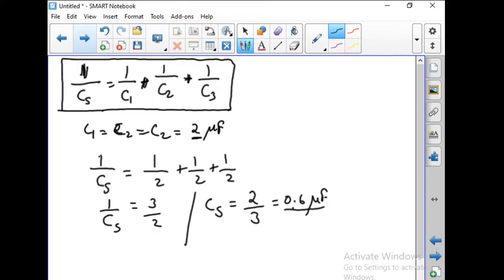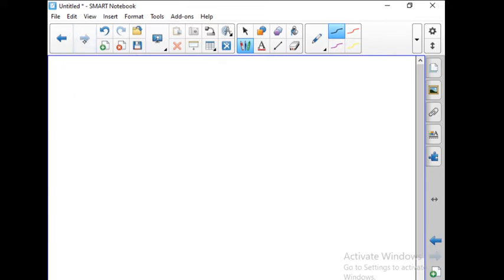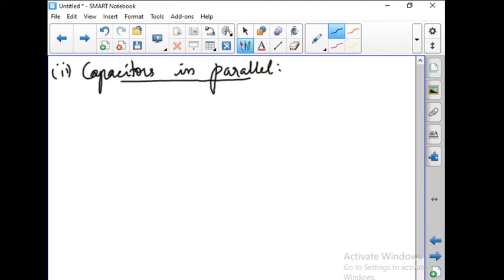So this is about capacitance in series. Next we will see, if the capacitors are connected in parallel, how will you calculate the equivalent capacitance? Again, consider three capacitors of capacitance C1, C2 and C3 connected in parallel with a battery of voltage V.